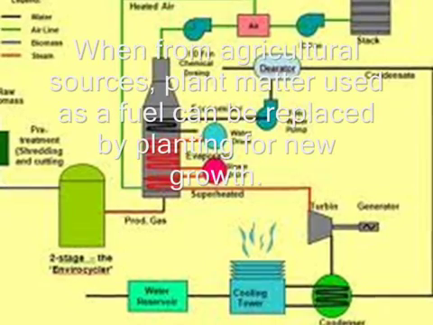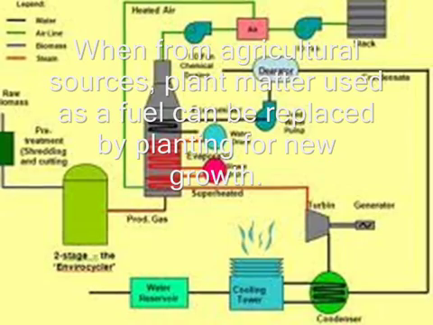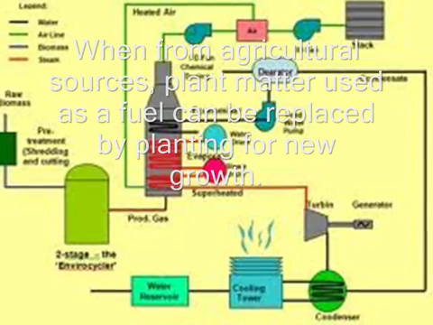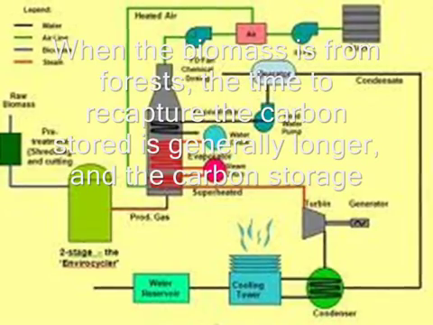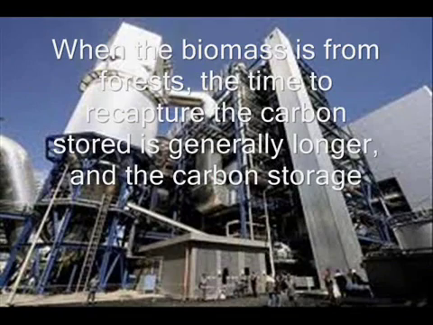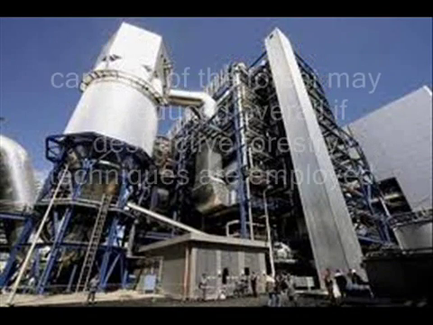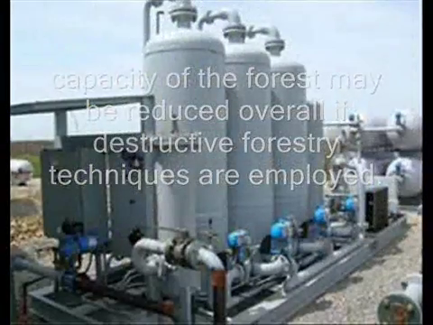When from agricultural sources, plant matter used as a fuel can be replaced by planting for new growth. When the biomass is from forests, the time to recapture the carbon stored is generally longer, and the carbon storage capacity of the forest may be reduced overall if destructive forestry techniques are employed.